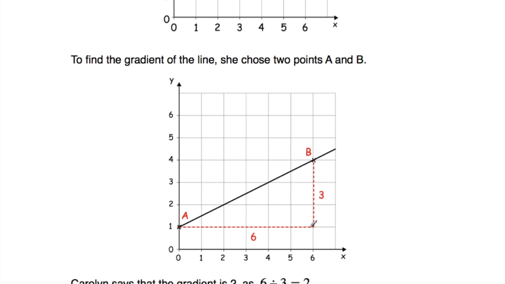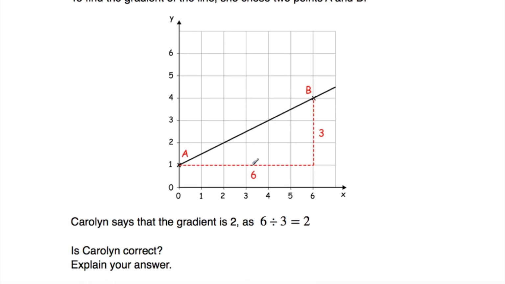She's done this little right angle triangle. She's got here 6 going across and 3 going up. And it says that Carolyn says the gradient is equal to 2 because 6 divided by 3 is equal to 2. Is Carolyn correct? And explain your answer. Let's check and make sure she's labelled the run and the rise correctly. We've gone from 0 across to 6, so the run is 6, yes, and the rise is 3 because it's gone from a height of 1 up to a height of 4.